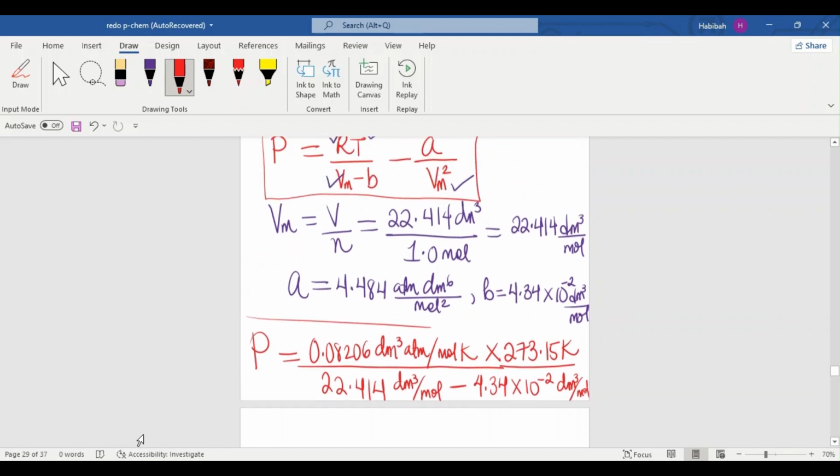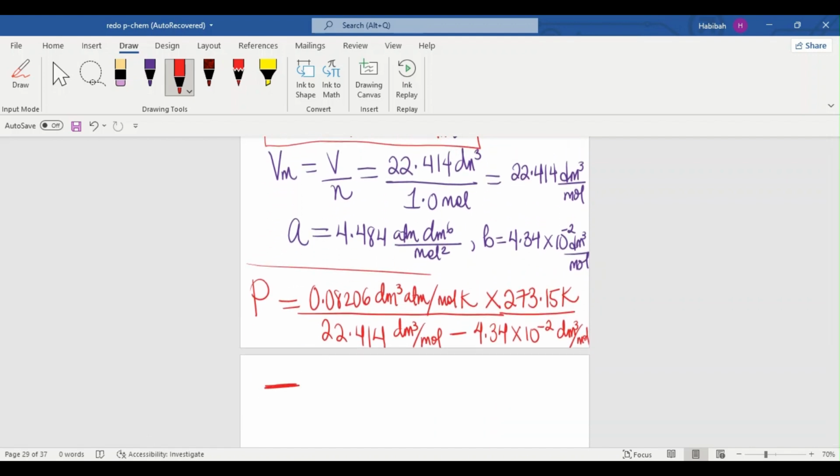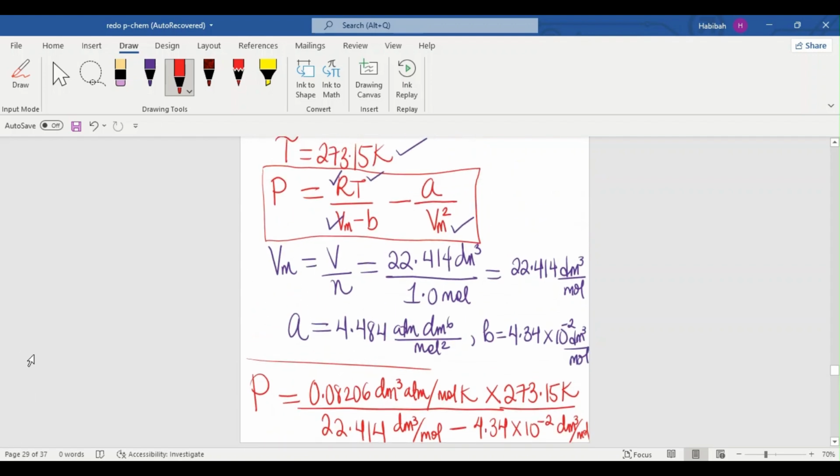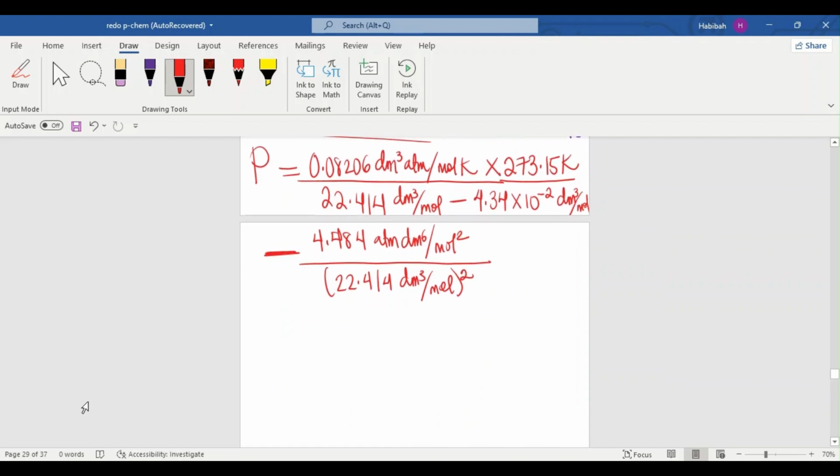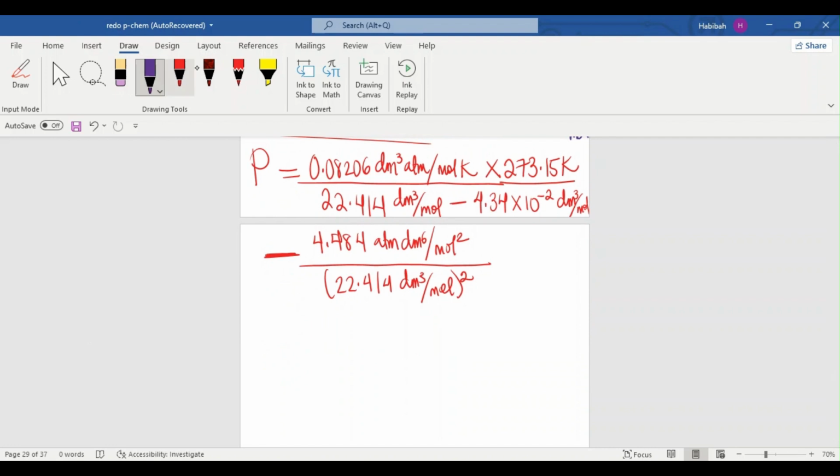So all of that information minus a, which is 4.484 atm dm^6 per mole squared, divided by Vm squared. So what is Vm? Molar volume is 22.414 dm cube per mole. So 22.414 dm cube per mole all squared. So now this is basically what we really needed, right? We've successfully substituted everything.